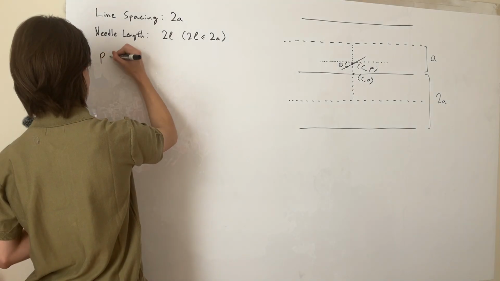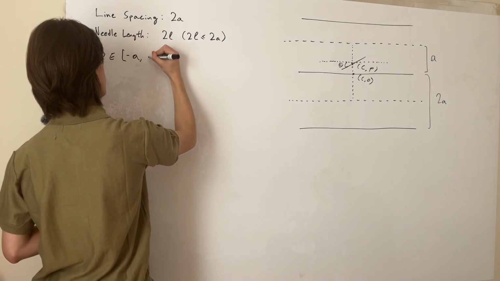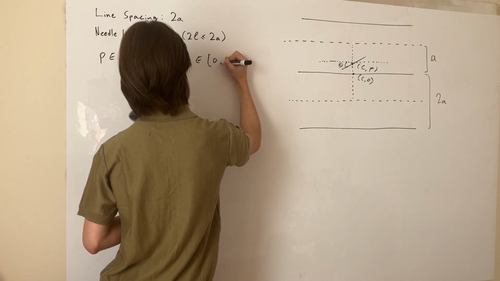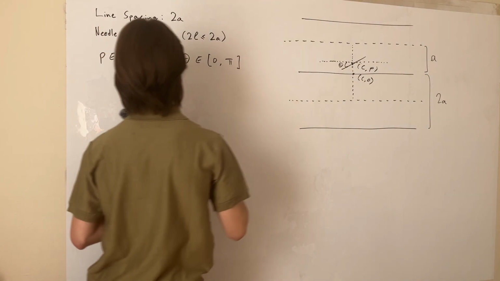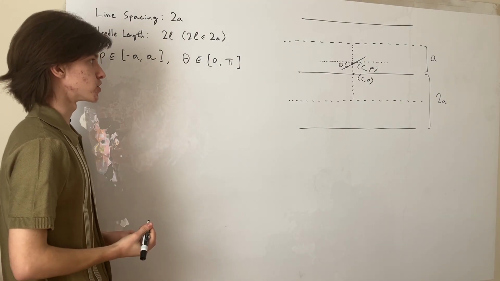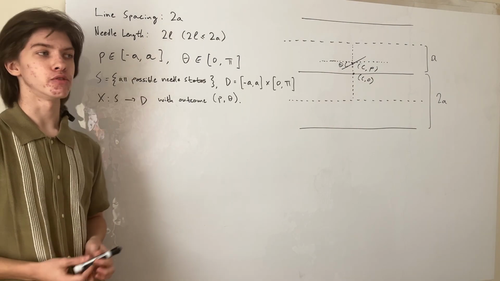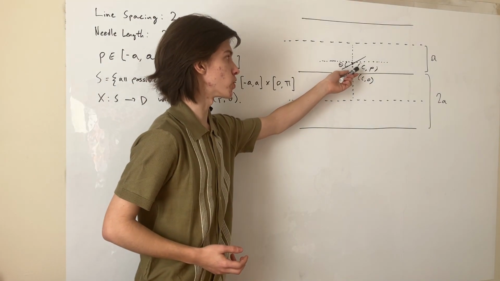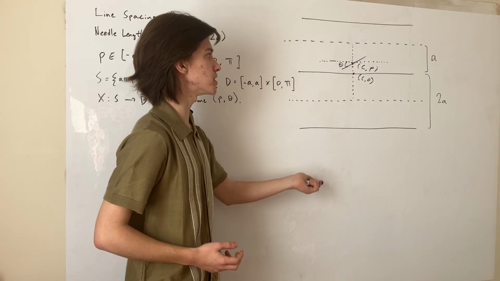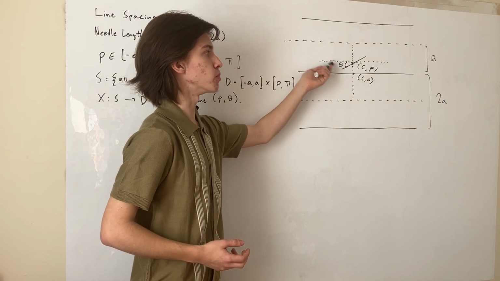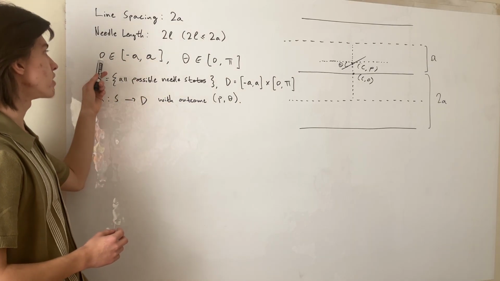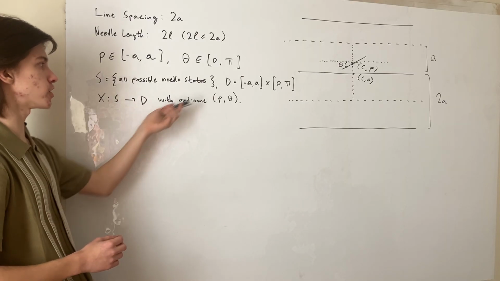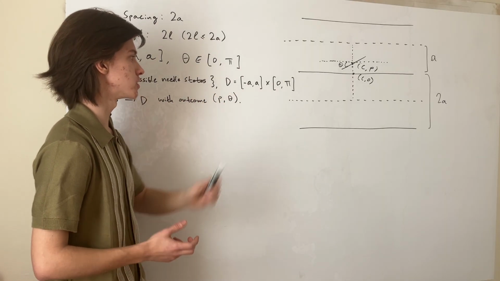We know that p is on the interval from minus a to a, as we defined it, and theta is on the interval from 0 to pi. And so our sample space is going to be the Cartesian product of these intervals. Now we've basically defined our random variable, and its outcome is this tuple (p, theta), where p is the y-coordinate of the center of this needle along the segment, and theta is this angle that the needle makes with the horizontal line. And remember, p ranges from minus a to a, and theta ranges from 0 to pi. And so this set right here, often called the range space, is simply the Cartesian product of these intervals.